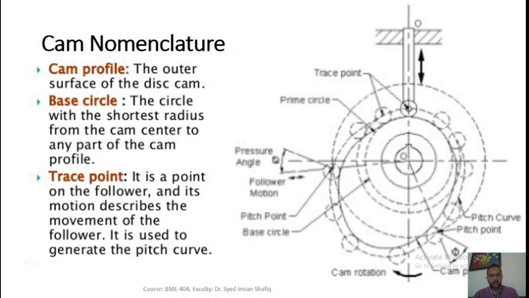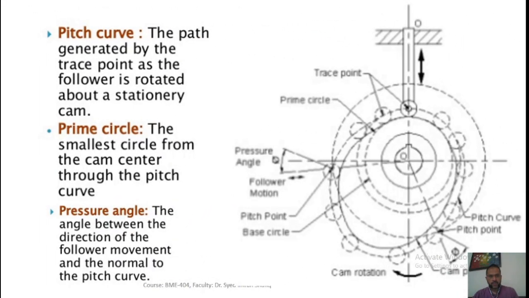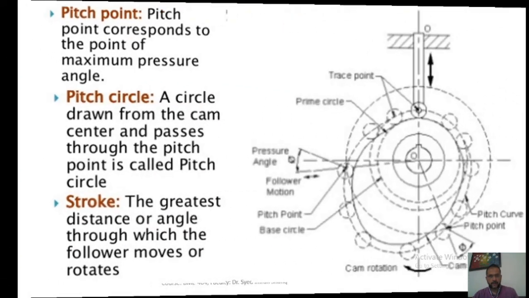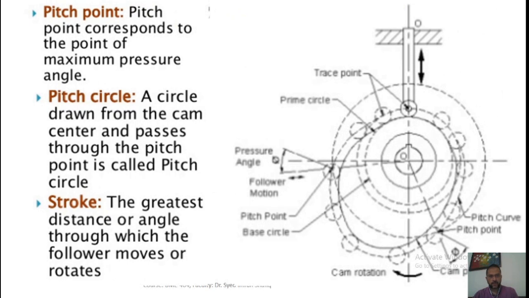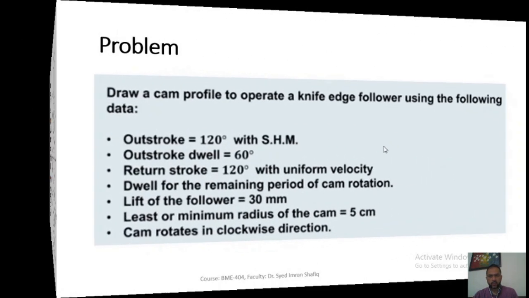We also need to know some of the nomenclature that is used for drawing the cam profile and the displacement diagram. For example, what is a cam profile? What is the base circle? It is the shortest radius from the cam center to any part of the cam. Trace point, pitch curve, prime circle, pressure angle, pitch point, pitch circle, and stroke. You can study from any book, or you can consult this slide for a better understanding of the nomenclature, and you can relate it with the given figure so that things are much clearer.